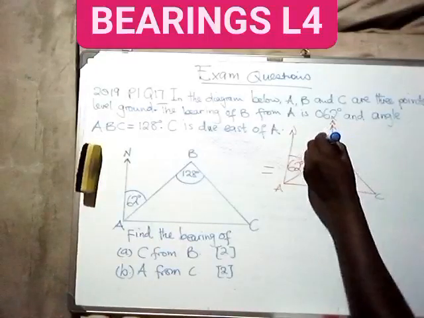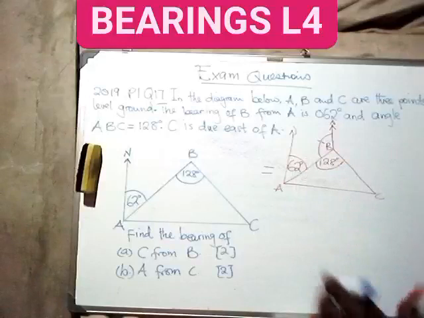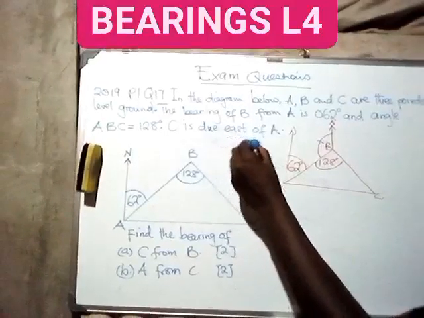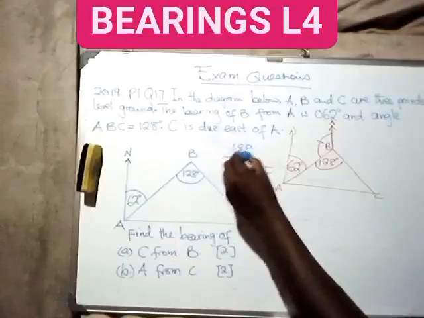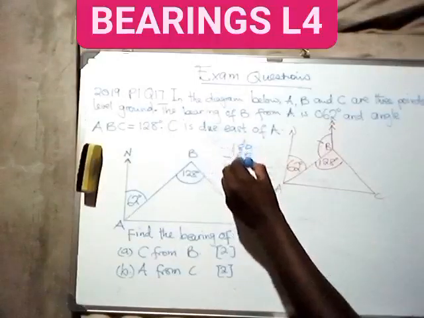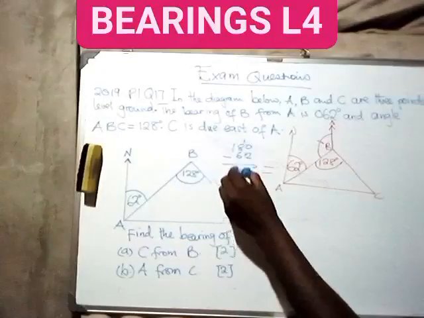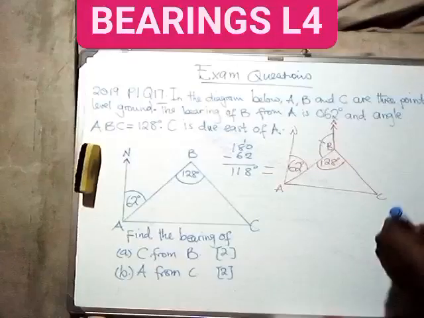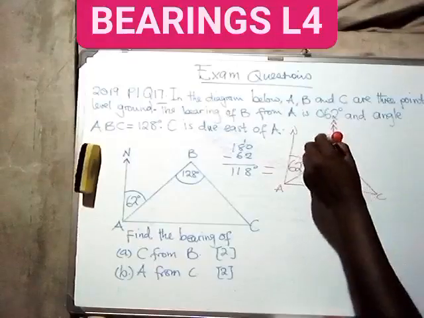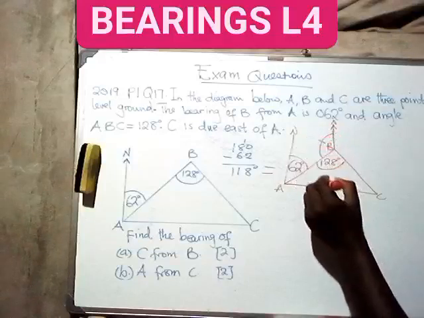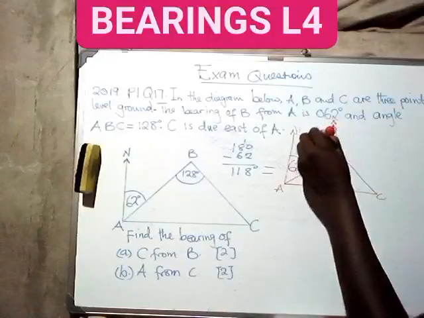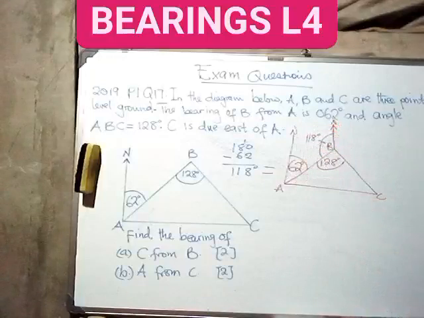So this angle here will be 180 minus 62. So 180 minus 62 is 118. That is the angle there, which is 118.